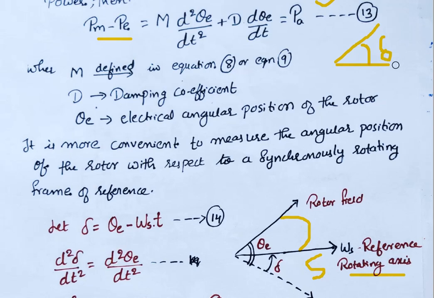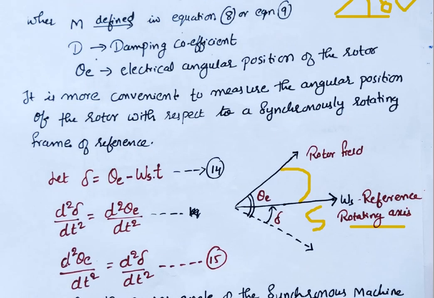Now both the phasors will move. If both are rotating at synchronous speed, my delta will be constant. If there is any change in the speed, either an increase or a decrease, my delta will change: either delta will increase or delta will decrease. If delta is constant, my generator is running at synchronous speed.